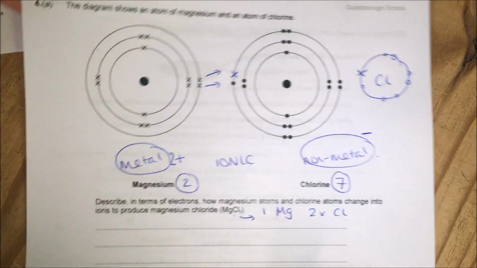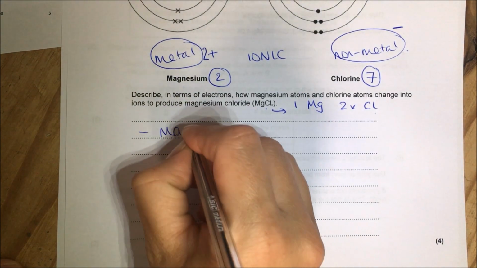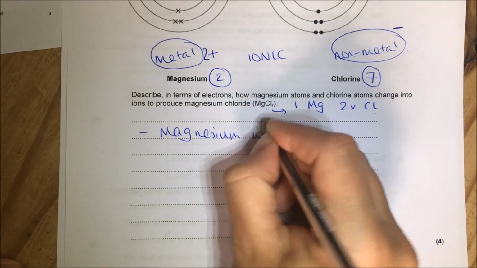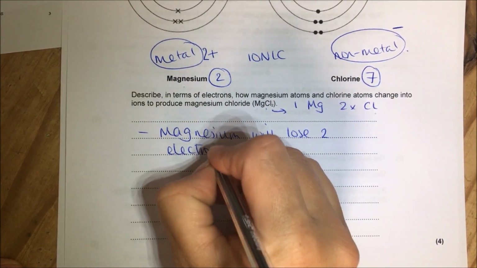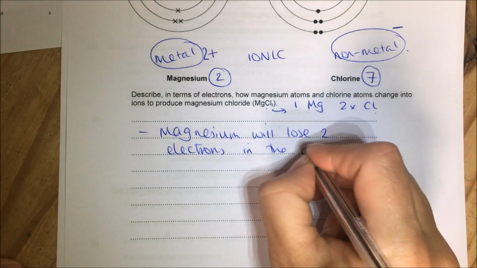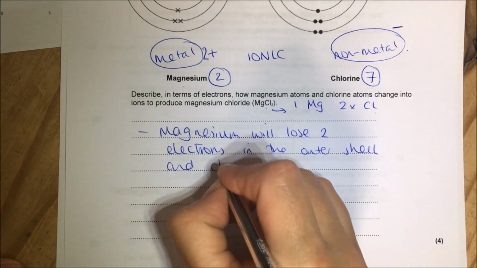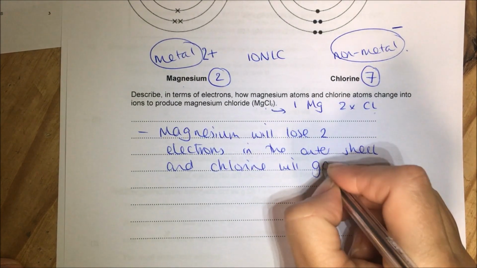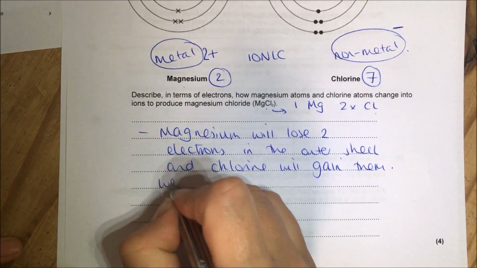So let's write that down then in terms of our answer. So magnesium will lose 2 electrons in the outer shell, and chlorine will gain them.